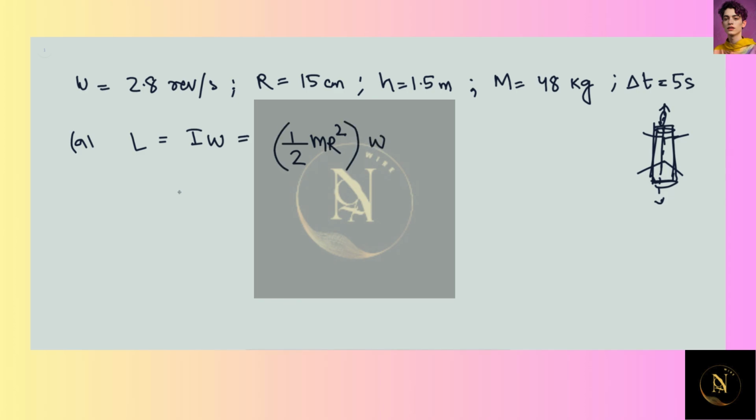times omega. Now we have to convert omega into radian per second. So let's write the values that we have first. Also, you need to convert this radius into meters.